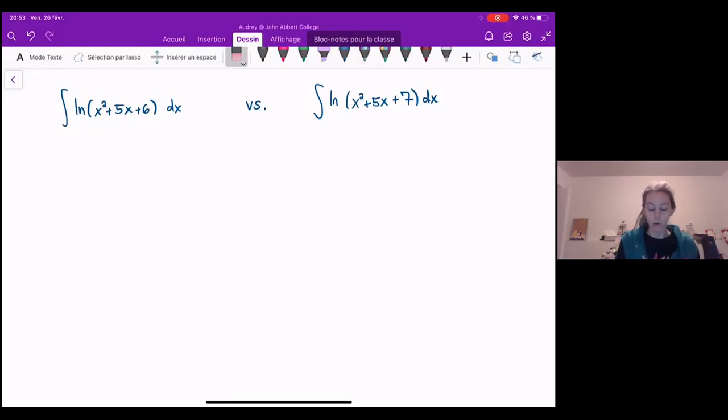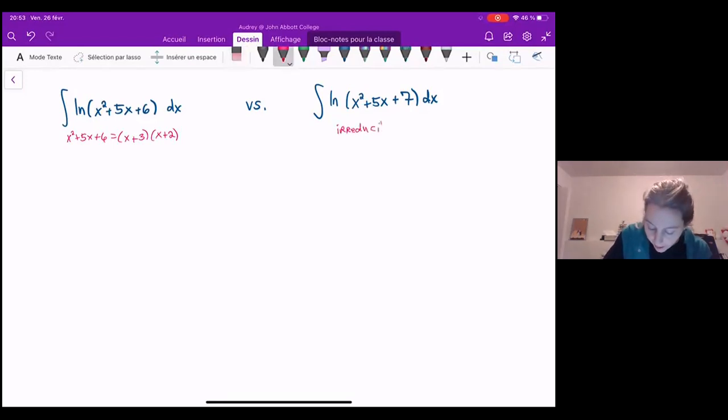So you'll notice these two integrals look almost exactly the same. It's ln of x squared plus 5x plus 6 versus ln of x squared plus 5x plus 7. That said, they are not the same to do. If we look at ln of x squared plus 5x plus 6, we'll notice that x squared plus 5x plus 6 factors into two linear factors. So we'll have x plus 3 times x plus 2. X squared plus 5x plus 7, however, is irreducible.